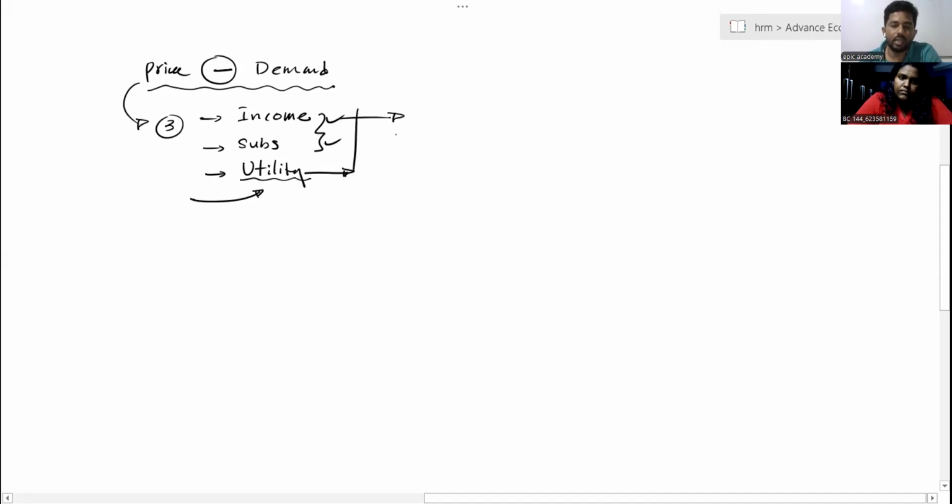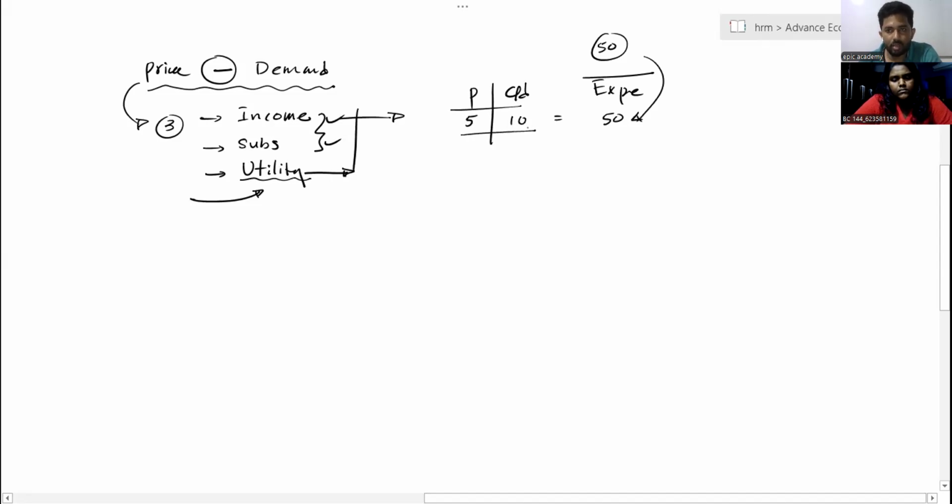Here, we are going to consider the buying ability. The price of the commodity is just 5 rupees and the quantity demanded is just 10. Now you can identify the expenditure related to that commodity. It is just 50. Assume that this consumer only has an income of 50 rupees. So, nothing to hesitate, he can buy 10 commodities.